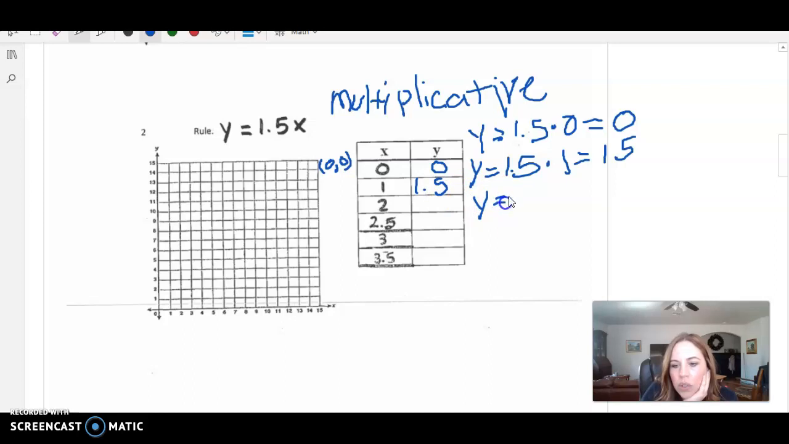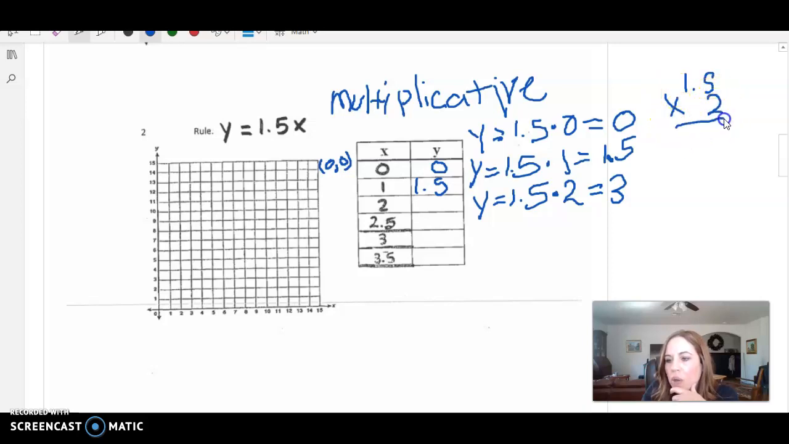y is equal to 1.5 times, let's say x is 2. Well, I already know that 1.5 times 2 is equal to 3. Right here, we need that decimal right there, not 15, 1.5. But some of us might need to do a little multiplication off to the side to figure out what 1.5 times 2 is. So please do that. Don't be afraid to use up all the space you have in order to find your y values, okay? So when x is 2, y is 3.